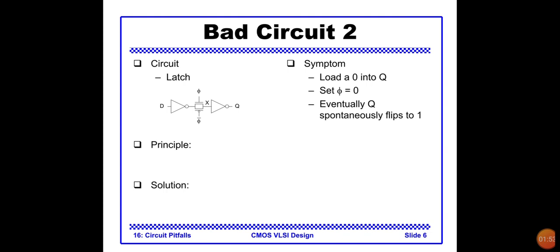Bad circuit 2, for example, is the latch circuit. The symptom: load a 0 into Q, set phi equal to 0, eventually Q spontaneously flips to 1. The principle and solution are given.